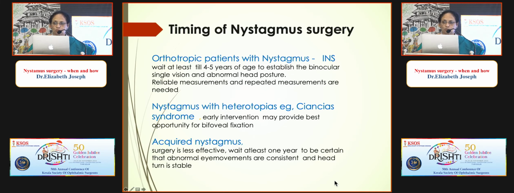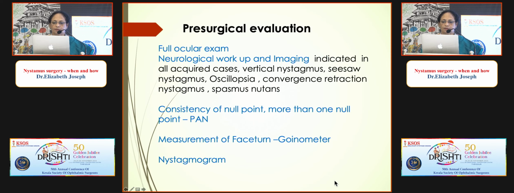Acquired nystagmus, most often we don't do any surgery, and if you want to do surgery, wait at least for 1 year. Pre-surgical evaluation: full ocular exam, neurological workup when needed. One thing is that you have to make sure that the null point is consistent. There is something called periodic alternating nystagmus, where the null point varies. In such cases, if you do nystagmus surgery, you are likely to fail.